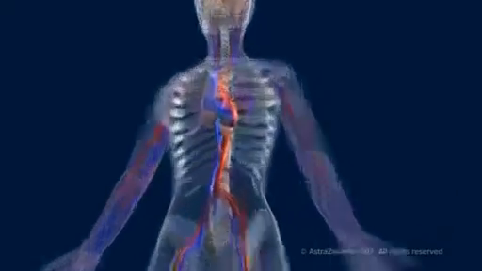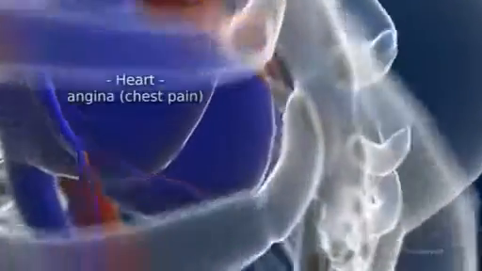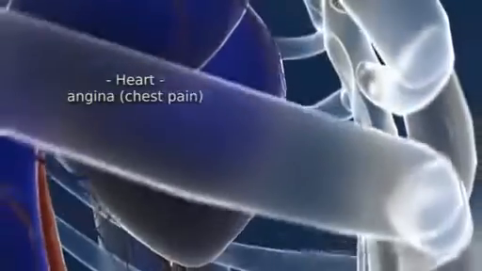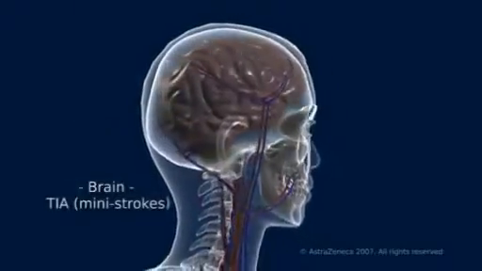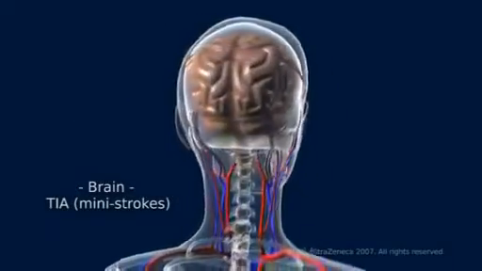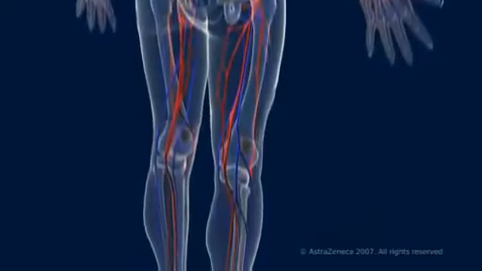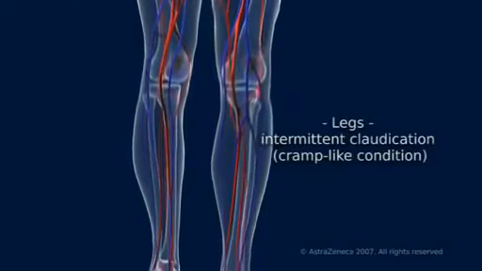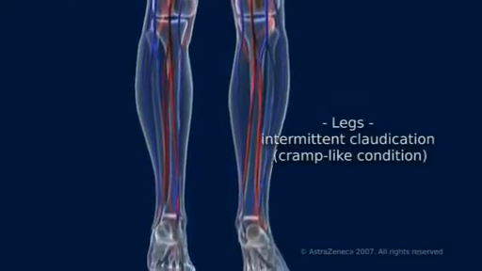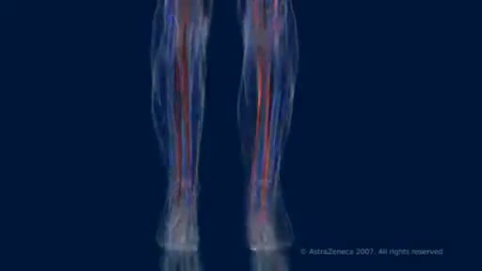The symptoms depend on the site of the affected artery. In the heart, it can manifest as chest pains, angina. In the brain, as a type of mini-stroke called transient ischemic attacks. And in the legs, as a cramp-like condition called intermittent claudication, which can result in amputation of the limb.